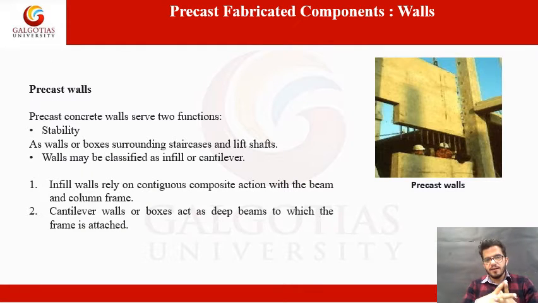Precast fabricated walls serve two functions. One is stability, because the wall box surrounds the staircase as well as the lift shafts. It has to be stable because the wall also supports the different components. Walls can be classified as infill and cantilevered. The infill walls rely on continuous composite action with the beam and column frame, while the cantilever walls or box act as a deep beam to which the frame is attached.